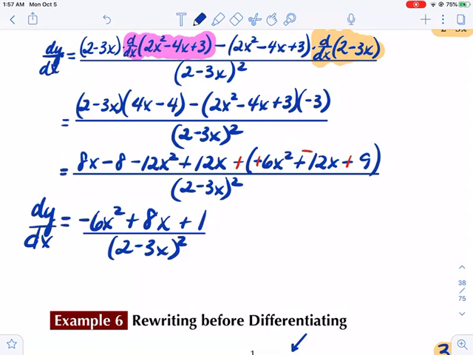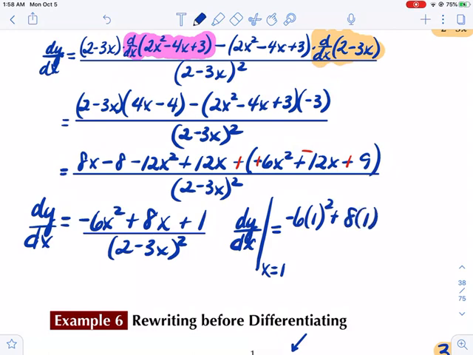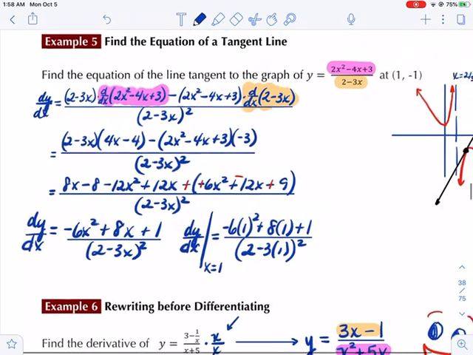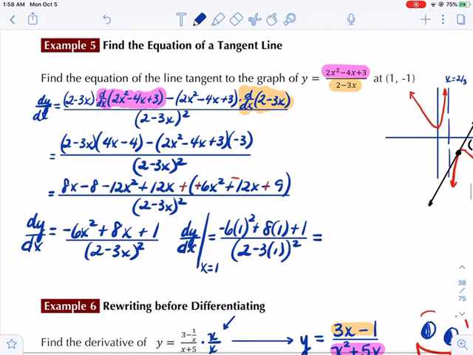And then we want to plug a 1 in. So we've got to get the dy dx evaluated when x is equal to 1. So it's going to be negative 6 times 1 squared plus 8 times 1 plus 1, and that's all over 2 minus 3 times 1 squared. So it looks like we get a slope of 3.